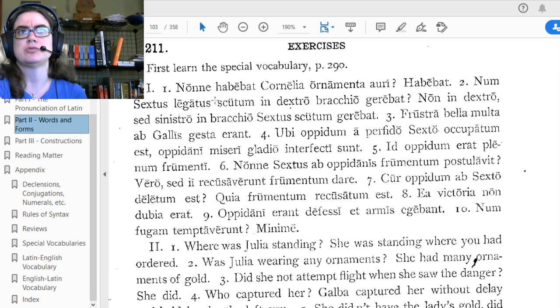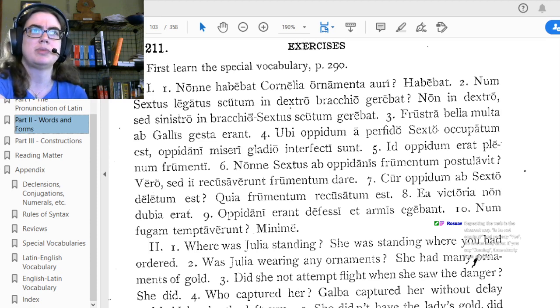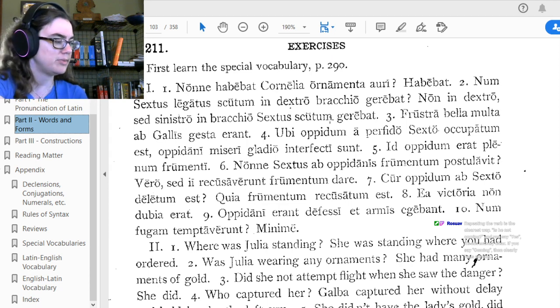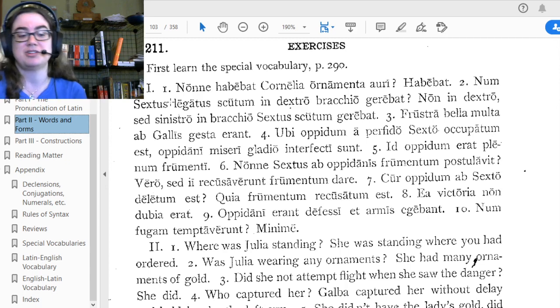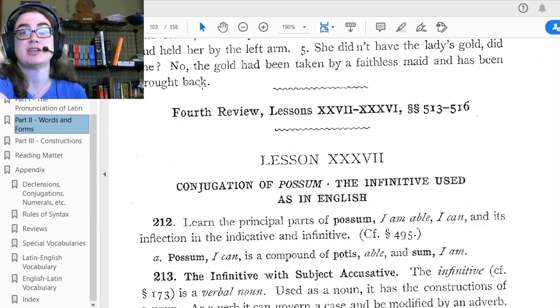Num Sextus legatus scutum in dextro bracchio gerebat? Non in dextro, sed in sinistro bracchio Sextus scutum gerebat. Sextus the legate doesn't carry a shield in his right arm, does he? No, not in his right arm, but in his left arm he carries a shield. Repeating the verb is the clearest way. Is he not coming? And you say yes, it's not entirely clear. Yes, you're right, Roz. Latin is much more clear than English.